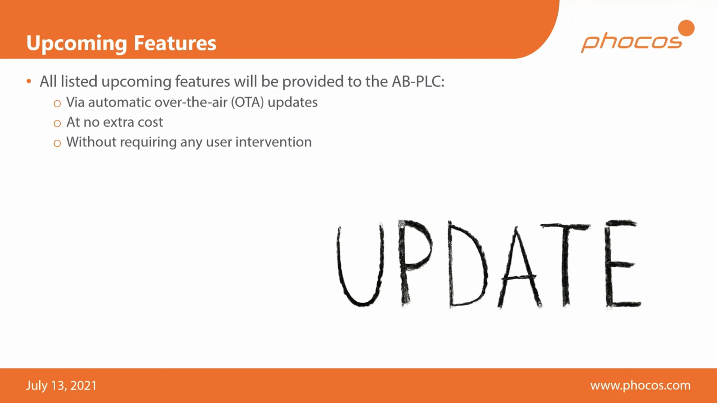As soon as the internet connection is there, it will check if there's a newer version, and if so, it will update itself. The second point is that all of these updates I will outline here come at no extra cost. There are no additional costs for these updates. And then finally, as I've already said, this is really a set and forget affair. You don't need to worry about updates here, because the AB-PLC will just update itself.